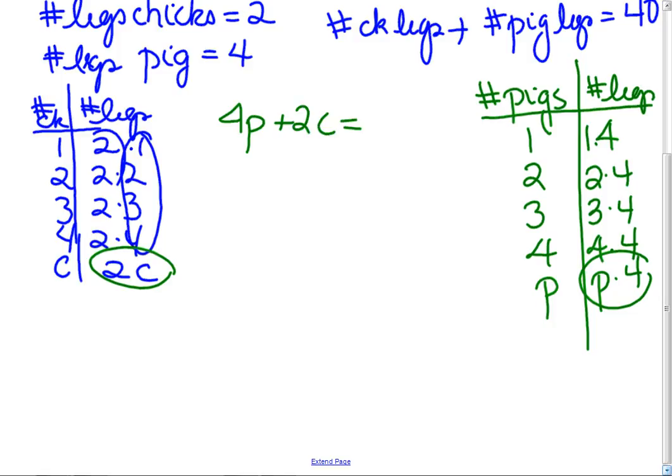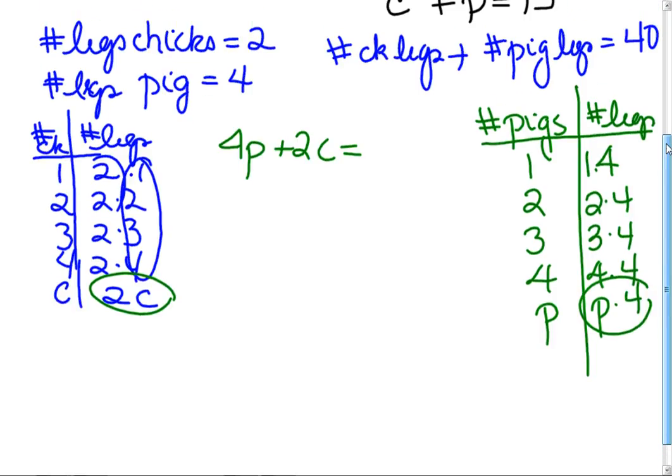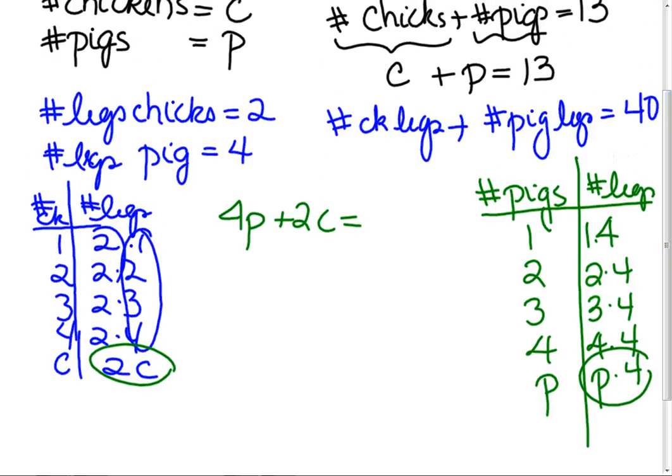No, it tells me. I have to slide the board, though. 40, right? Oh, there it is. It's 40. And I also have this one. I'll write it back in black. I have C plus P equals 13. I've got a little problem here.